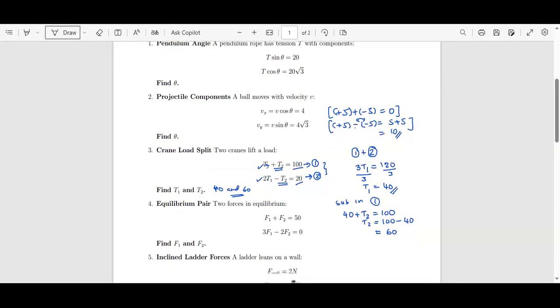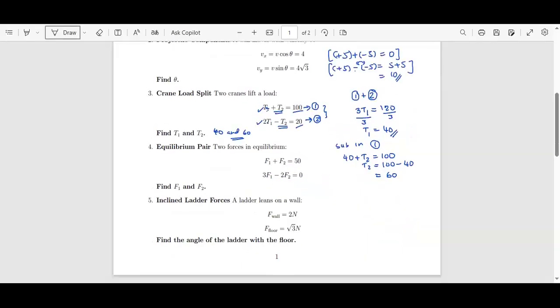Now you have f1 plus f2 equals 50, and then you have 3f1 minus 2f2 equals 0. When you have two equations like this, you can see that when you add or subtract these equations directly, you can't eliminate a term. You have f2, you add it with minus 2f2, it doesn't get cancelled off. You have f1, you add it with 3f1, doesn't cancel. You subtract these terms, but still it doesn't get eliminated.